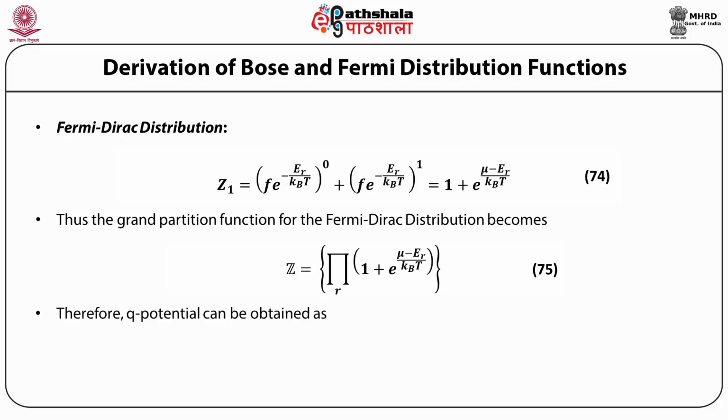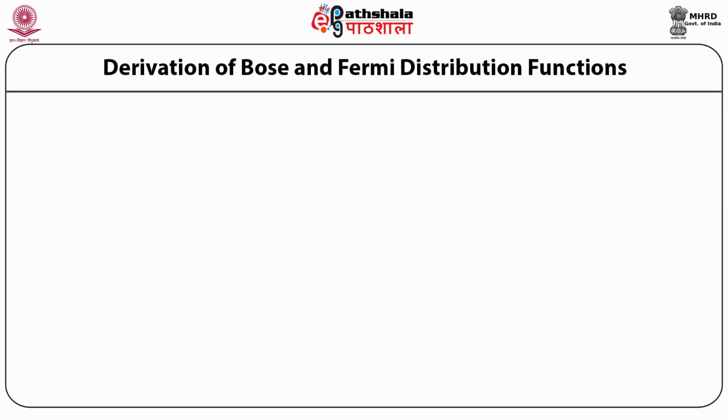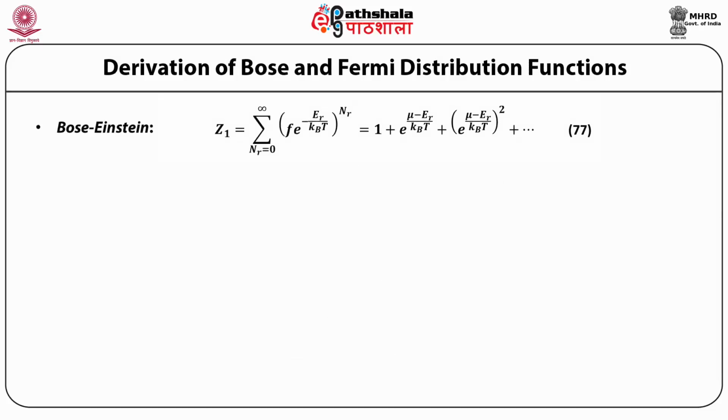Therefore, the Q potential can be obtained as Q is equal to log of the partition function, which is equal to the summation over r of log of 1 plus e raised to power mu minus er upon kBT. Let us look at the case of Bose-Einstein distribution.